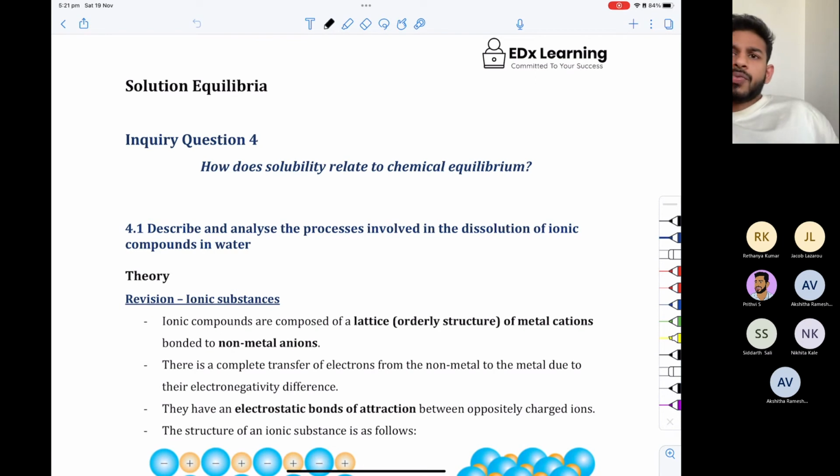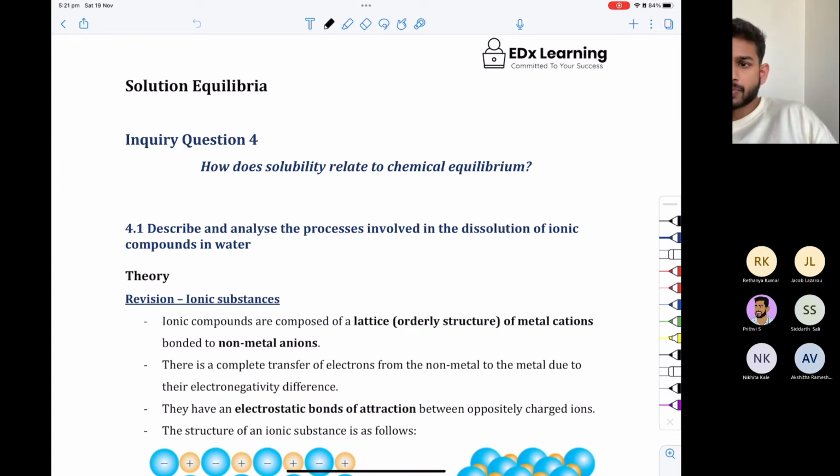Okay, I want you all to have a look at this inquiry question. How does solubility relate to chemical equilibrium? And I want you all to try answering this question for me. I'm going to give you about 20 seconds to tell me the answer to how solubility relates to chemical equilibrium. Just dumb down the words. Imagine your friend asked you this at school. How would you answer the question? Sid, whenever you're ready, just explain to the class how solubility relates to equilibrium.